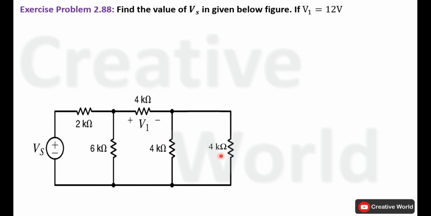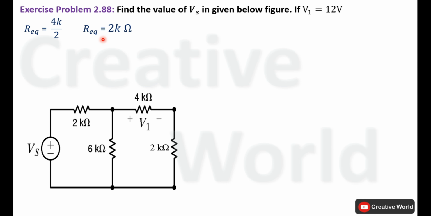Now these two resistances are in parallel connection and both have the same values. Their equivalent resistance will be calculated by dividing the value of a single resistance by the number of resistances connected in parallel. In this case, R equivalent will be equal to 4 kilo ohm divided by the number of parallel resistances, that is 2. 4 kilo ohm divided by 2. R equivalent will be equal to 2 kilo ohm. We will modify the network by replacing these two resistances with a single resistance having the value of 2 kilo ohm.